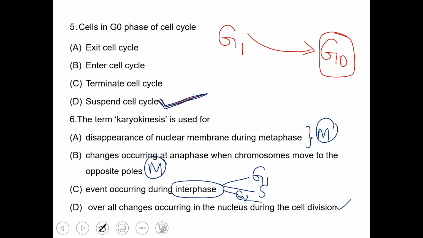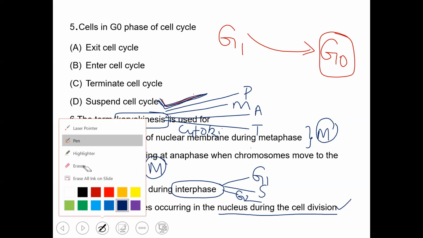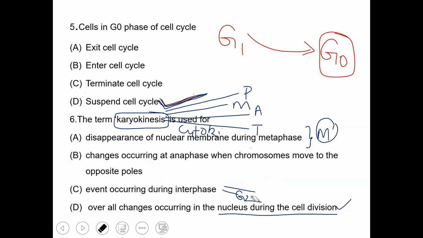We know that karyokinesis is the changes happening in the nucleus, which is further divided into PMAT, and one more stage is cytokinesis. So the nucleus is undergoing a lot of changes here during cell division. Henceforth, the option here will be option D.